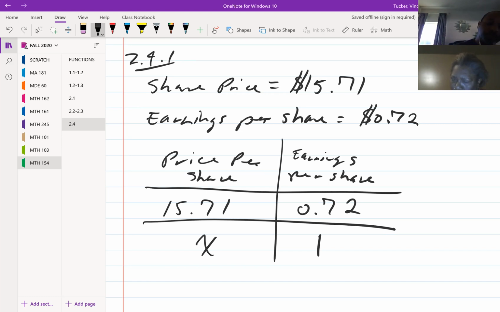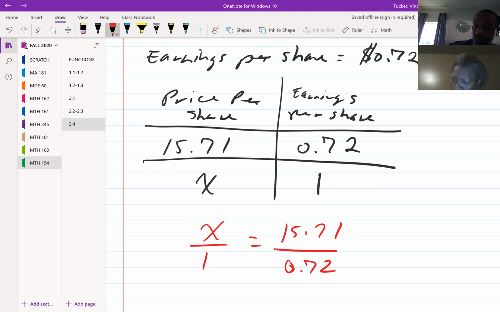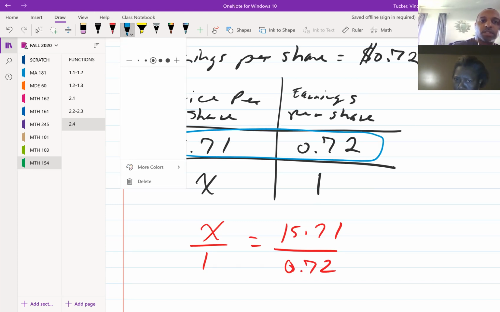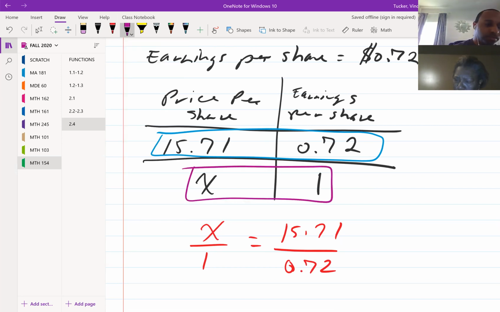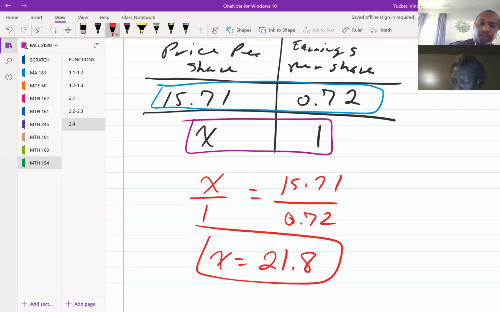So what we can do is set it up this way. As a ratio, we can use the two ratios to set up a proportion, in which I can do x over 1 is equal to 15.71 over 0.72. So we use this as one ratio and this as the other ratio. Then divide 15.71 by 0.72. That's 21.8. Of course, x over 1 is just x.